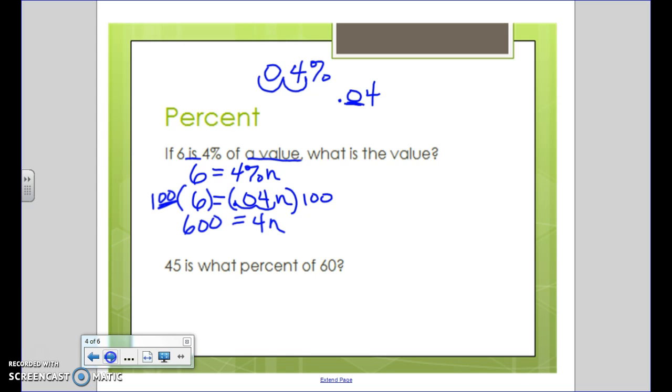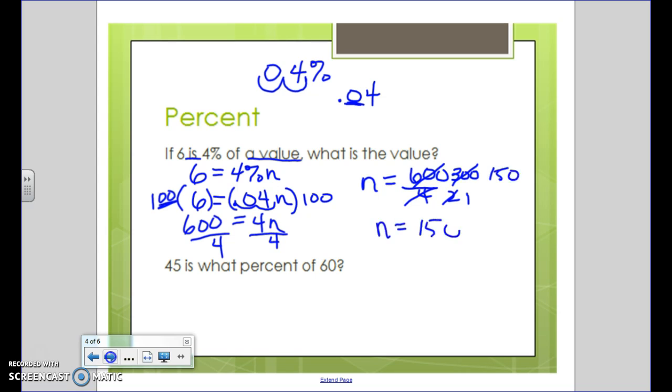The 0 is in front of the number. It's not significant. With 0 tens is what that would mean. Now I can divide by 4 and solve for n. n equals 600 fourths, and let's go ahead and reduce that to 300, 150. So n equals 150. That would be the number. Okay, that's the value. 6 is 4% of 150.